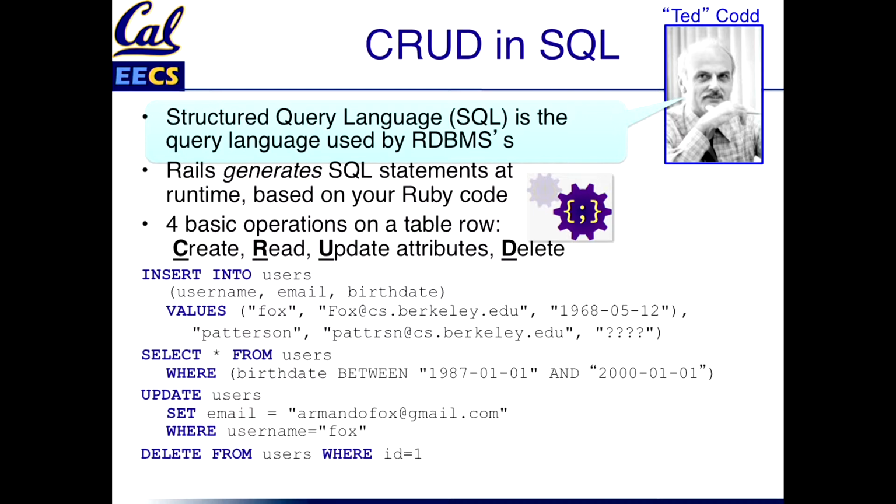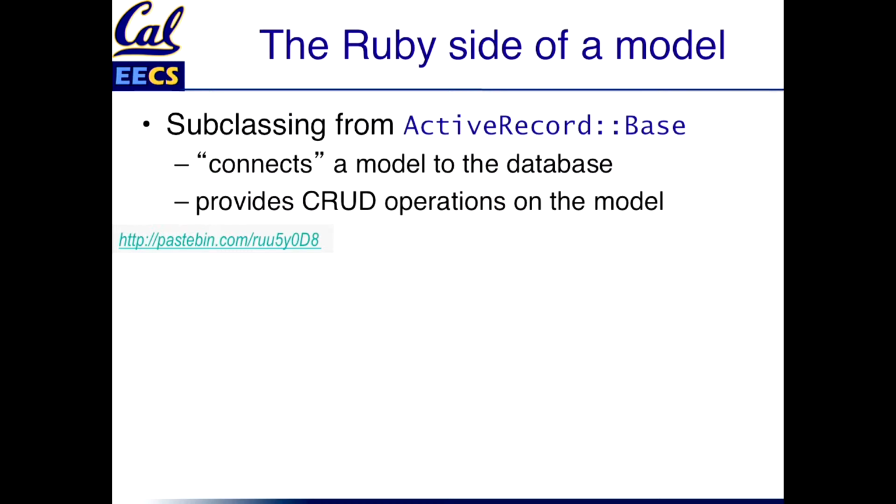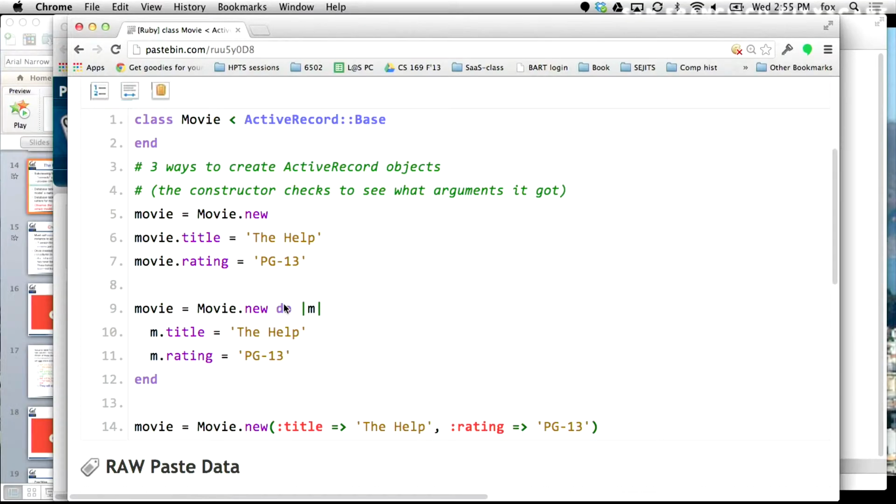We're going to use those as a starting point to talk about ActiveRecord. So we briefly discussed that the Ruby side of a model inherits from ActiveRecord::Base, and that's a way that you connect a model to the database. And among the many things ActiveRecord does is it certainly makes it easy to do those CRUD operations on the model. So let's switch over to a code view. OK, so here's a small chunk of Ruby code.